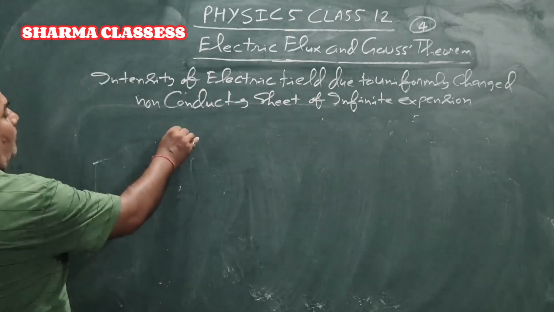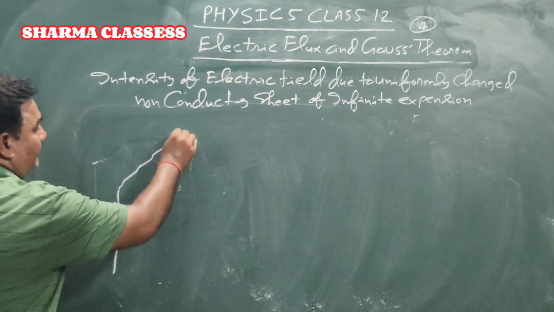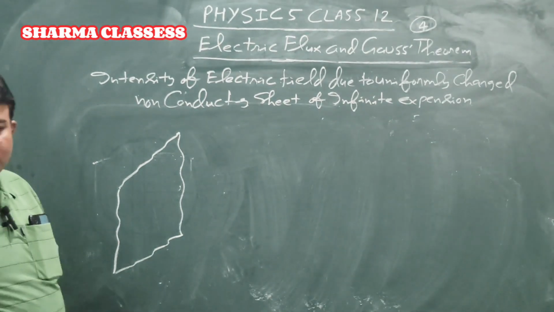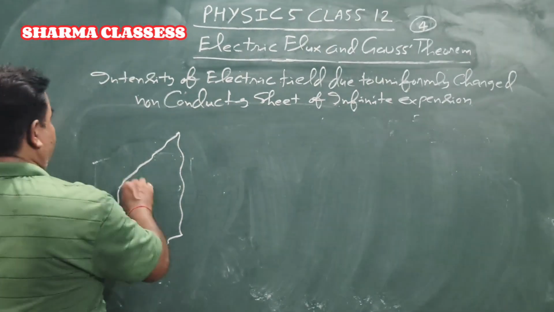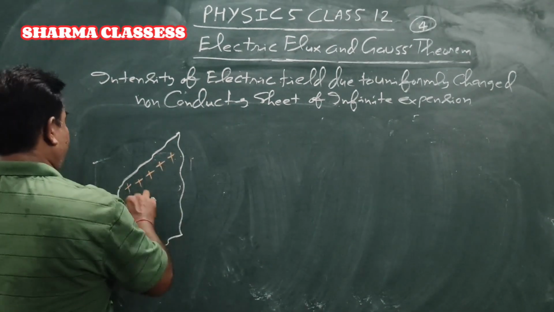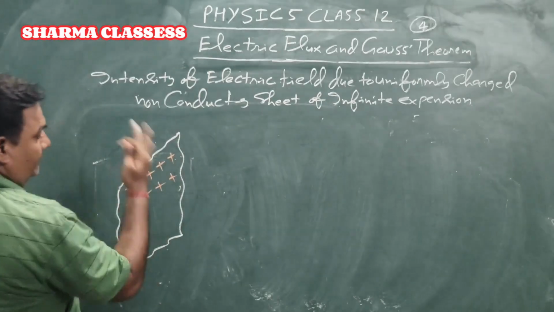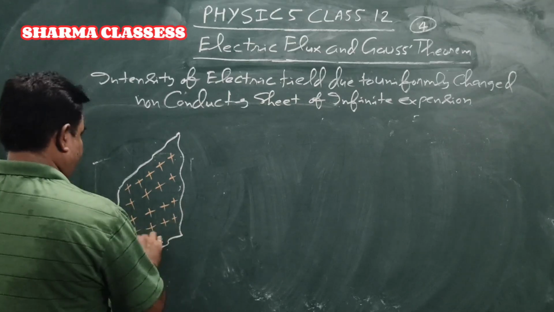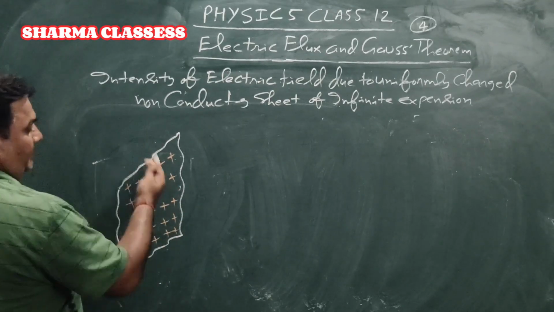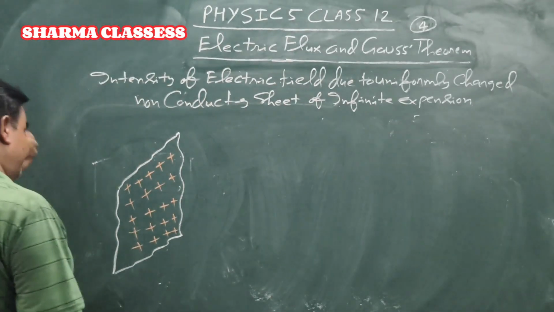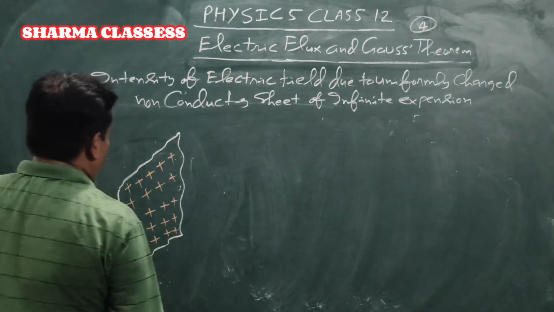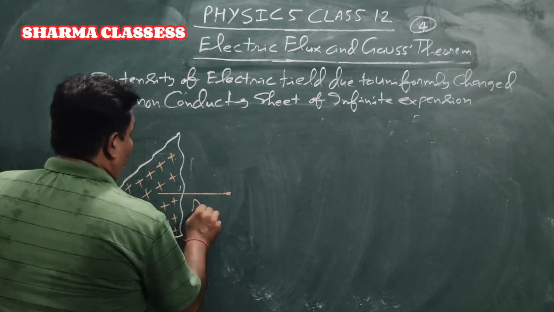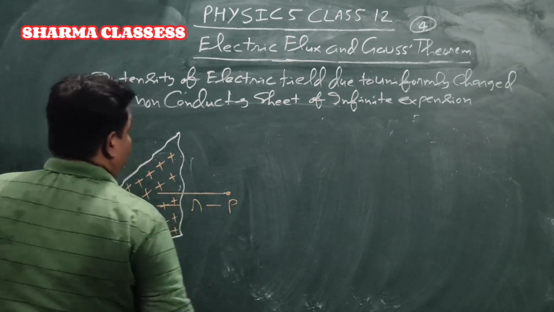Suppose this is a uniformly charged sheet of infinite expansion. It is given +Q charge, so +Q charge is spread all over the surface of the sheet. The sheet is like this, and we have to find out the intensity at point P at a distance r from the sheet.